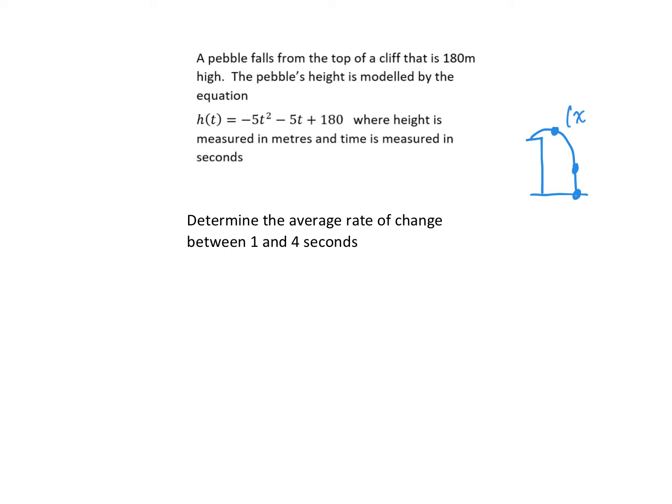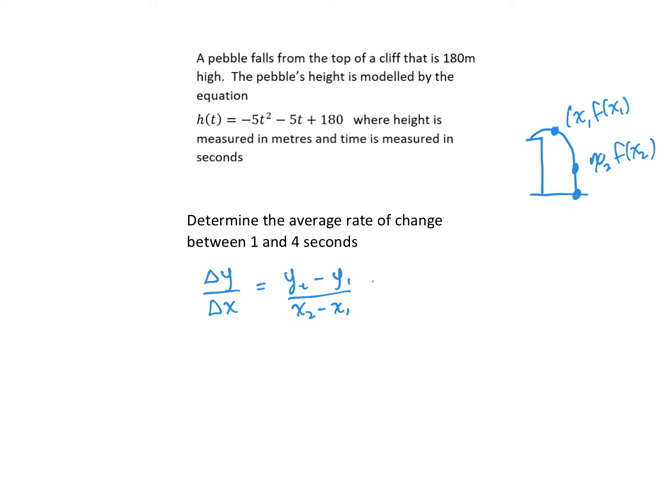So this is 0.1, and then the y value would be the function at 0.1. This is 0.2, and this would be the function of the value at 0.2. And so if I'm doing the average rate of change, I'm looking for delta y over delta x, or y2 minus y1 over x2 minus x1.